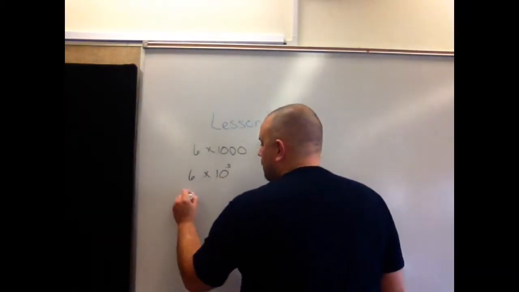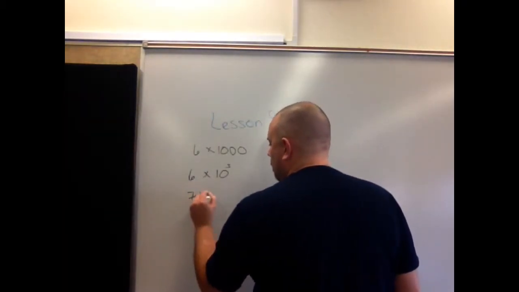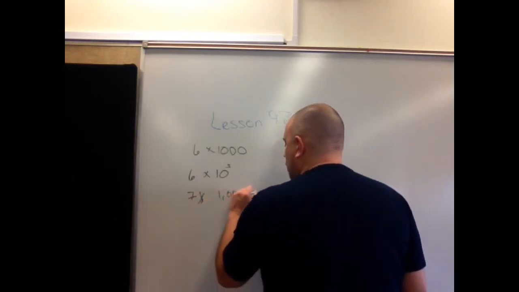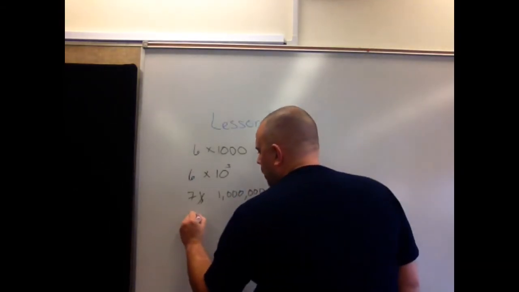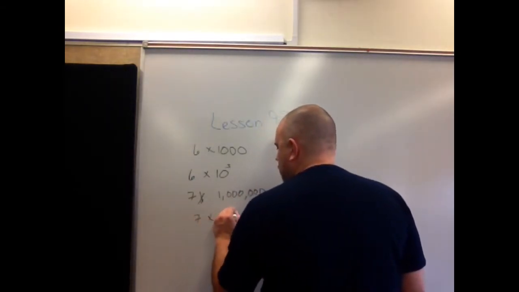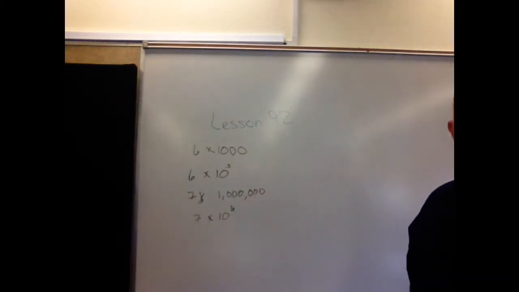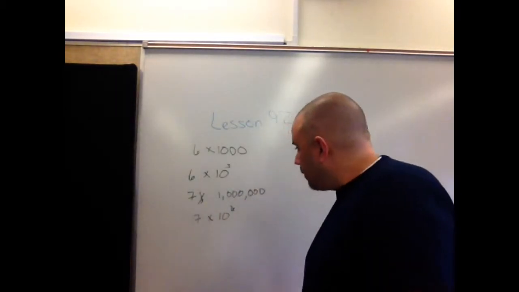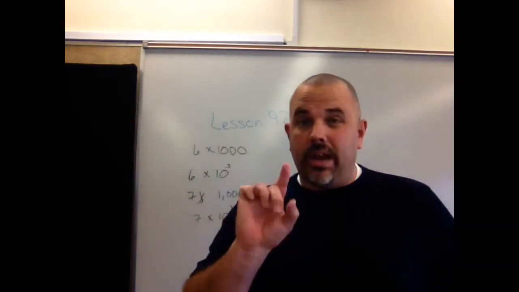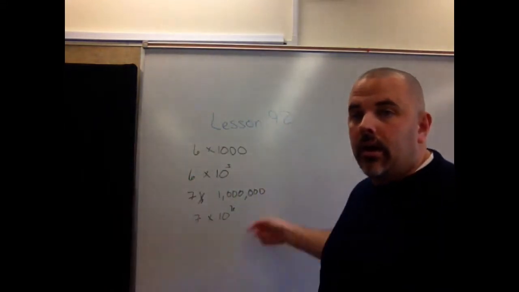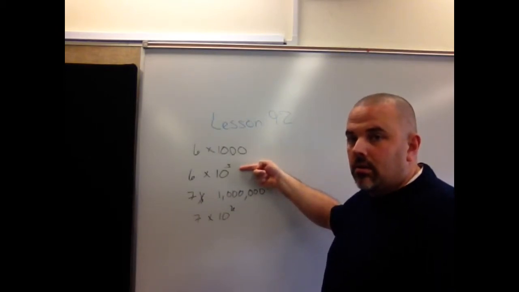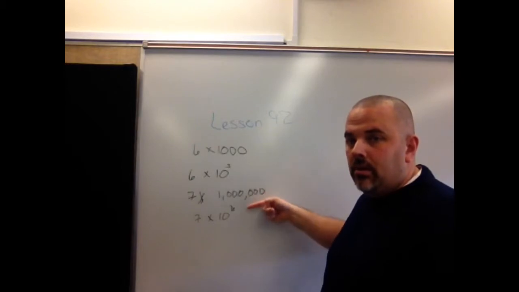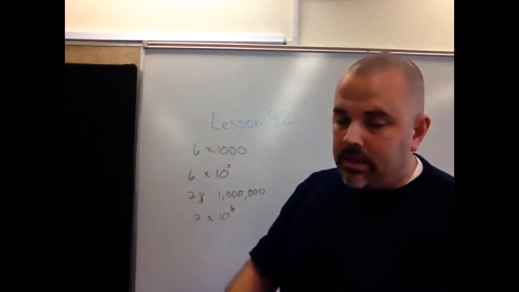If I did 7 times 1,000,000, that's an awful lot of zeros. Instead, we can just do 7 times 10 to the sixth. Now how do you come up with these exponential numbers with this 3 and this 6? I'll give you a clue. It has to do with the number of zeros that are there. How many zeros are in 1,000? Well, that's pretty easy. It's 3. How many zeros are in 1,000,000? 6. Rocket science.